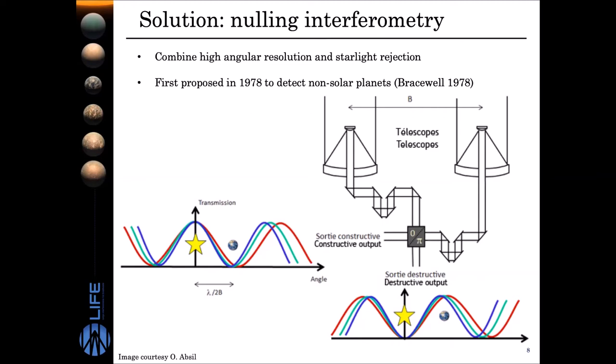And when you do that, you produce a destructive interference on the line of sight. So that's the bottom right plot. You can see that the star, which is on the line of sight, will be canceled by the destructive interference, and a planet which is off-axis can be transmitted. And so the position of the maximum of transmission depends on the baseline and the wavelengths at which you observe.